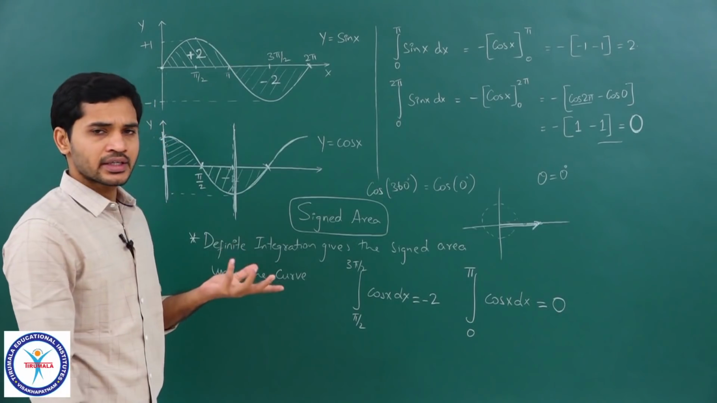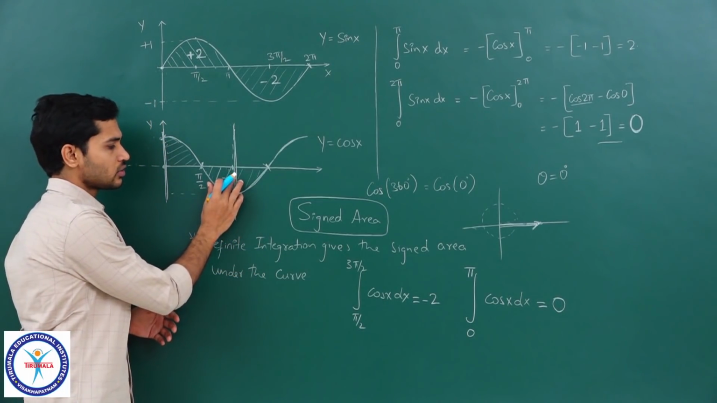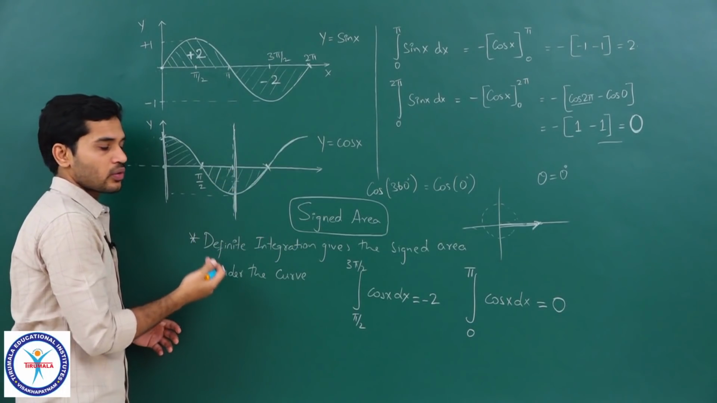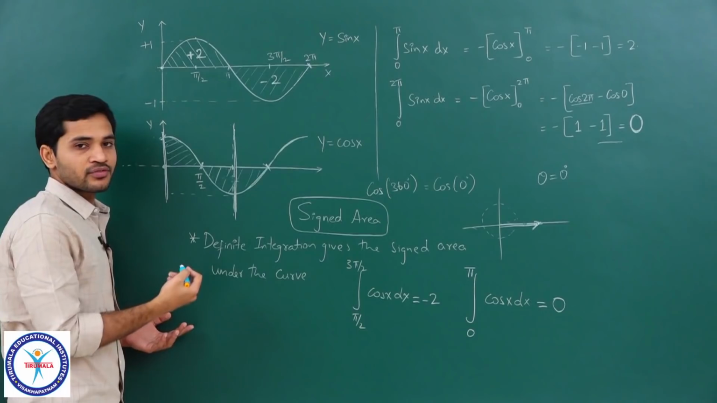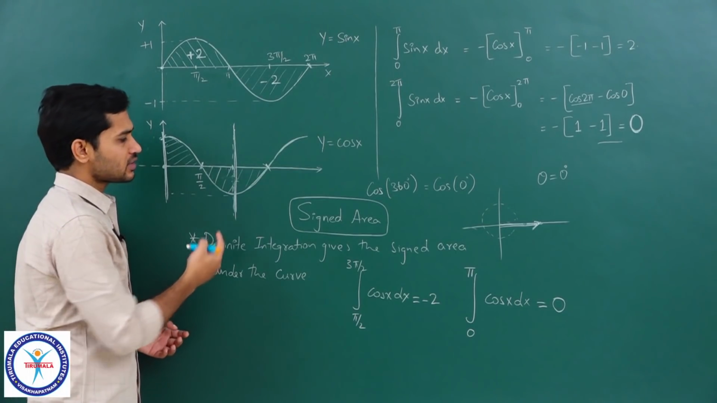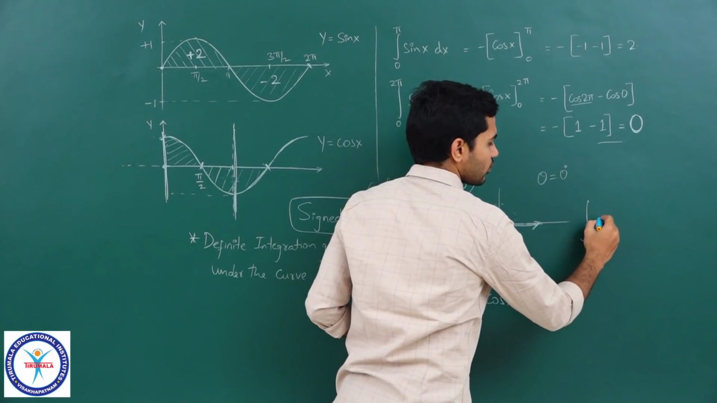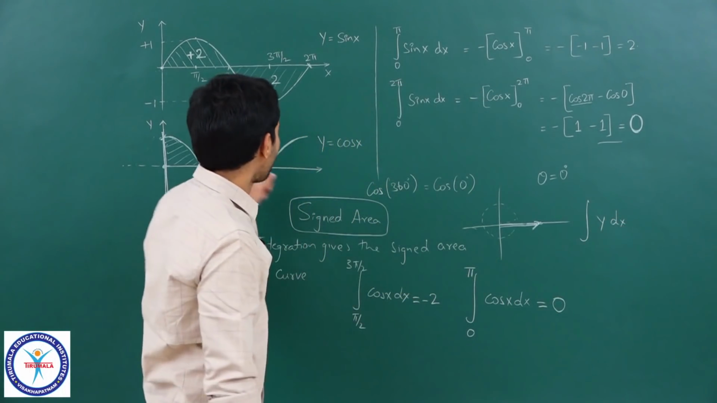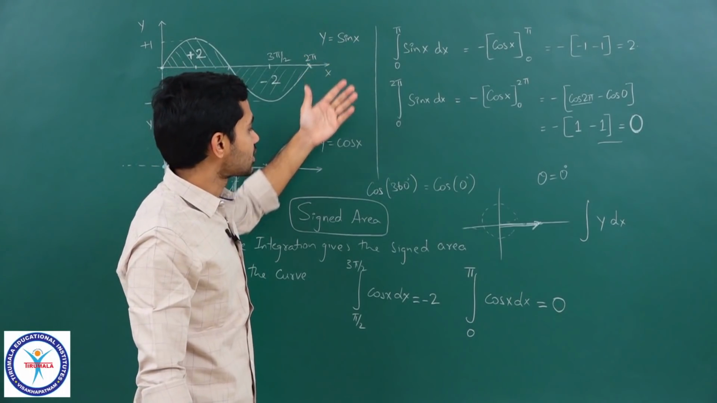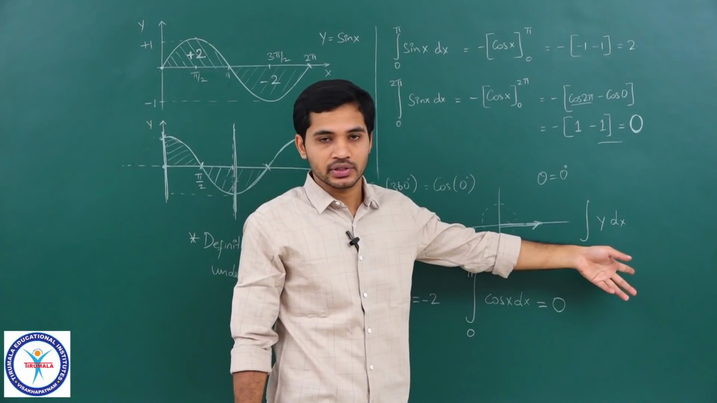And you may get a doubt, why am I assigning sign to the area? Why can't I just calculate the magnitude of area? Why am I putting a sign for that area? See, the reason is what we are doing here is basically integral of y into dx, correct? Integral of whatever that y is. Here it is sin x, here it is cos x. So, we are basically performing this operation, right?